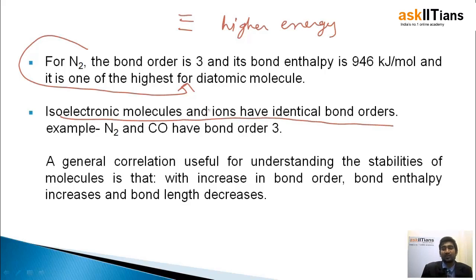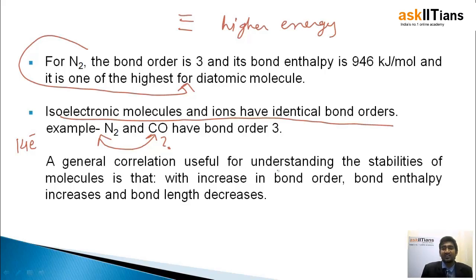For example, if someone asks you to calculate the bond order of CO, how will you calculate it? Will you form bonds and do all this? There is no need. You just have to think about what the isoelectronic species of CO is with respect to a diatomic molecule. It is similar to N2. Both have 14 electrons. N2, you know, has bond order 3. So CO also has bond order 3.